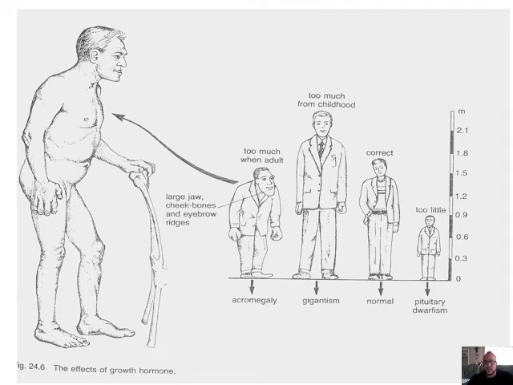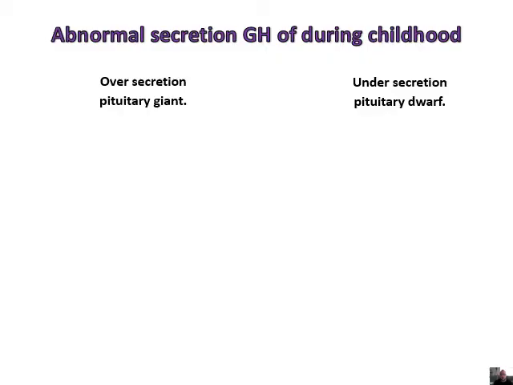But to a large extent, there is quite a lot of variation, but not as much as the outliers of being too big or being too small. And finally, you can see in the bottom right corner over there, if you have too little growth hormone when you are born, you're going to be called a pituitary dwarf, or you're going to experience pituitary dwarfism. So let's have a look at what these people actually look like.